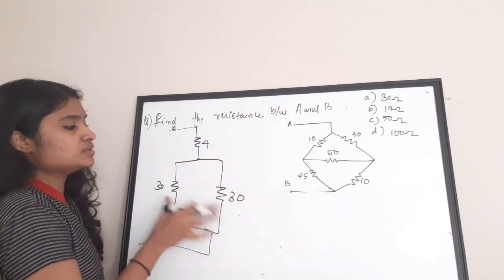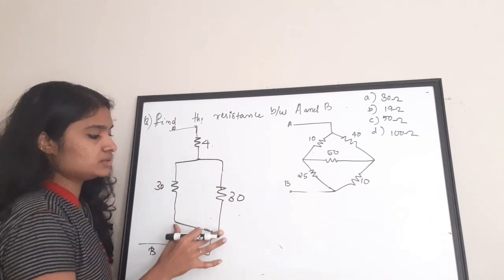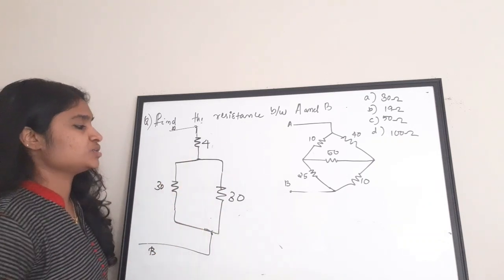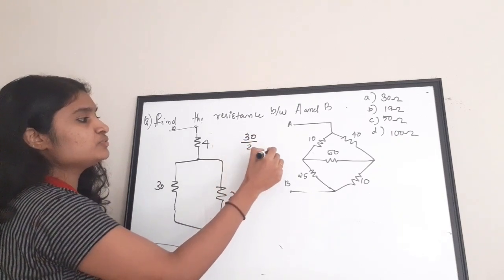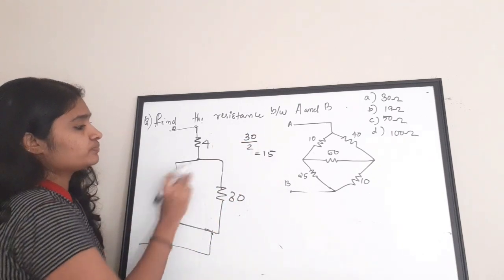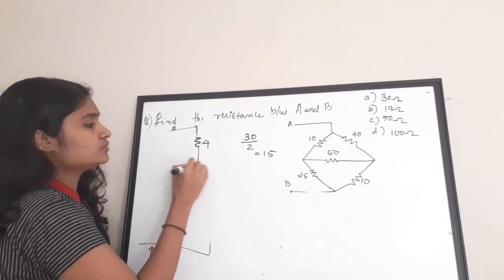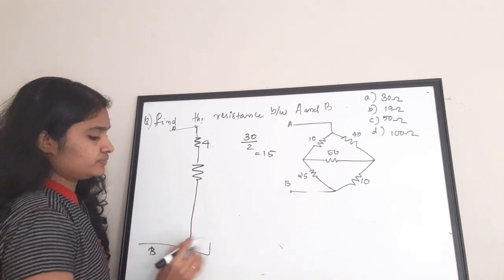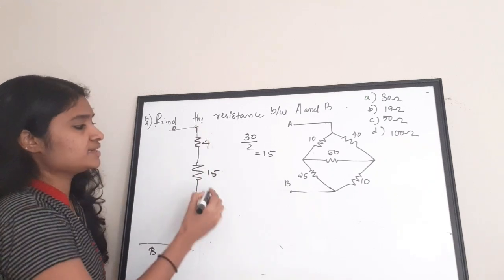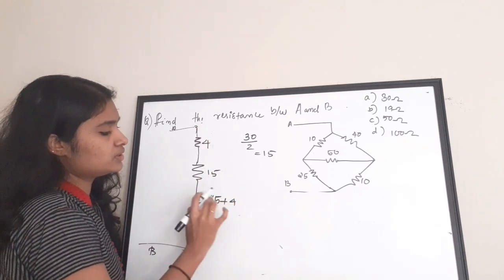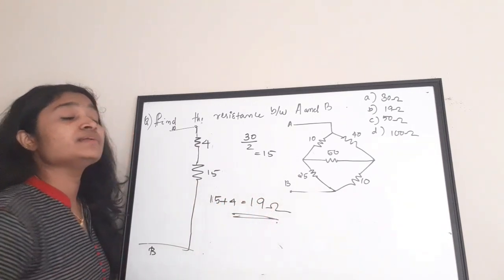Now if you see these two 30s, it is in which form? Parallel form. See, the terminals are connected together, the top and the bottom terminal. So it is a parallel connection. So 30 and 30 connected in parallel will be equivalent, having 30 by 2, which is equal to 15, right? So replace these two 30s with a single 15. Now this 15 and this 4 is in which connection? Series connection. So 15 plus 4 is equal to 19 ohm is the value of your equivalent resistance.